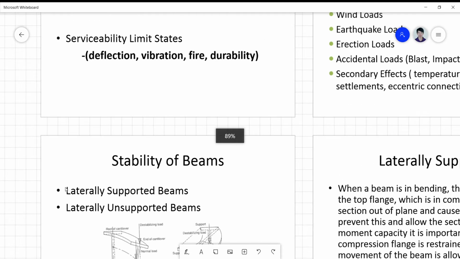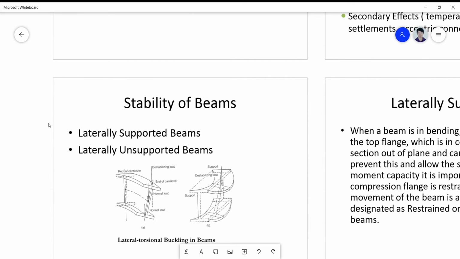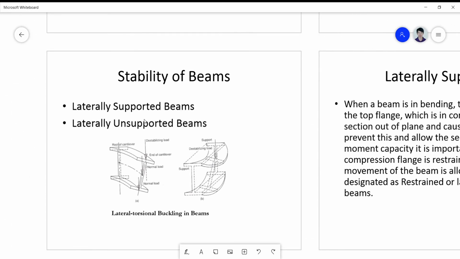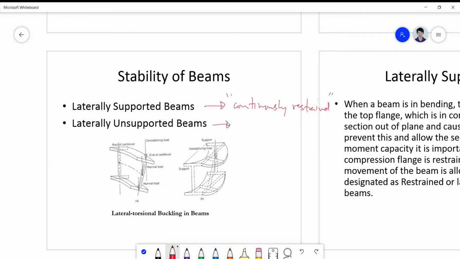So let's jump into stability of beams based on lateral support requirements. So again, when I say lateral support, this is a condition into which your edges are restrained from moving. Okay, so when you say a laterally supported beam, you are actually referring to a continuously restrained beam at the edges. So if they are continuously restrained, then they are said to be laterally supported. When you are talking of lateral and supported, these are now the braced, okay, laterally.